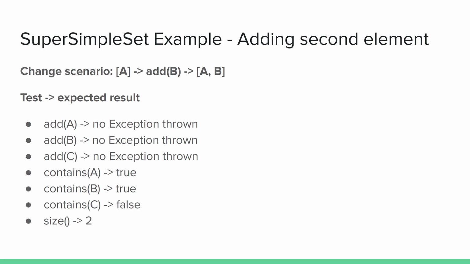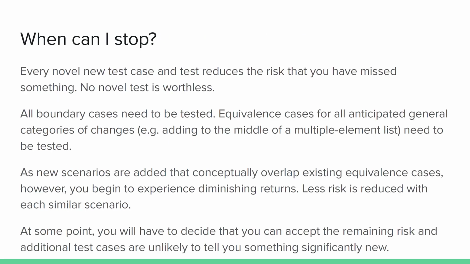I won't be learning anything really new. So how far do we go? When can we stop? Well, every novel new test case will reduce the risk that you've missed something. No truly novel test is worthless. However, we've already established that we can't exhaustively test everything, so we have to decide when to stop. Well, all boundary cases are critical. They represent something important. They represent a high-risk condition. All boundary cases need to be tested.